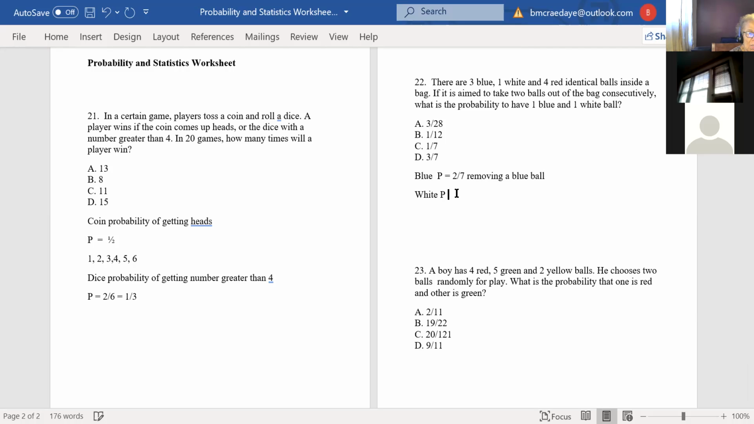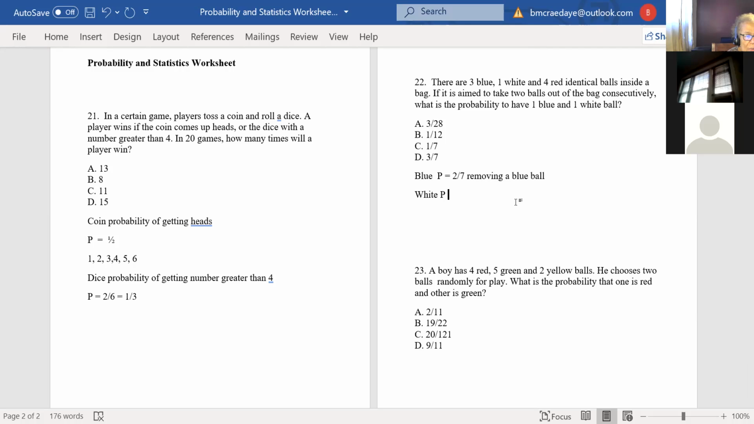Let's see, we have three blue, one white, four red. Take two balls out of the bag, what would be the probability of a blue and a white? With the blue, you have two left. If you took out a blue, with the white, you'd have none left. And that would be 0/6. That would be 2/7 plus 0, and I don't see the answer there. Neither answer is there.